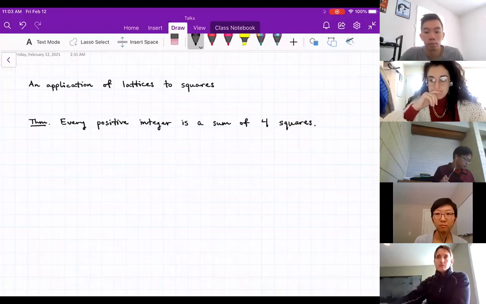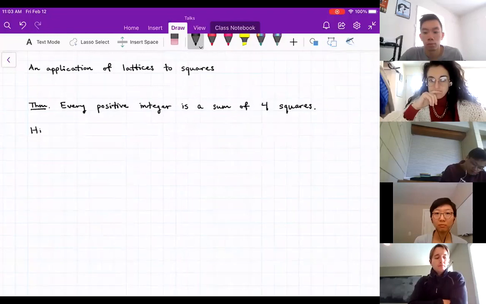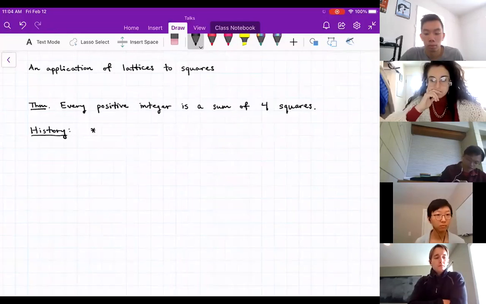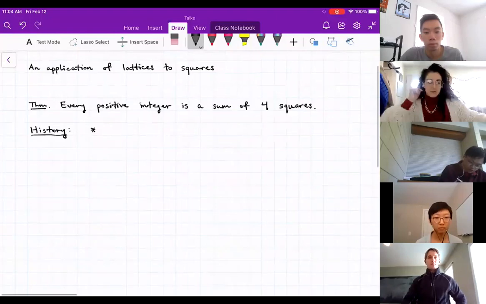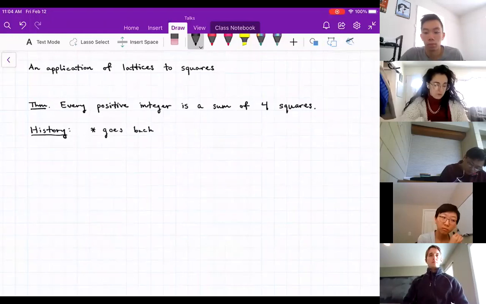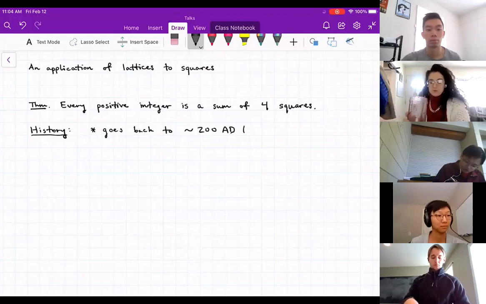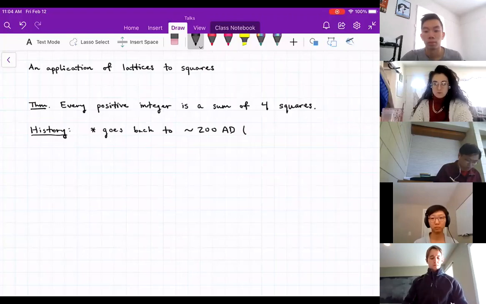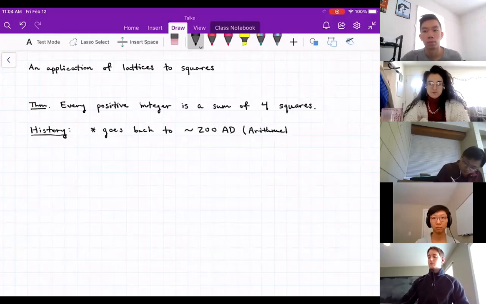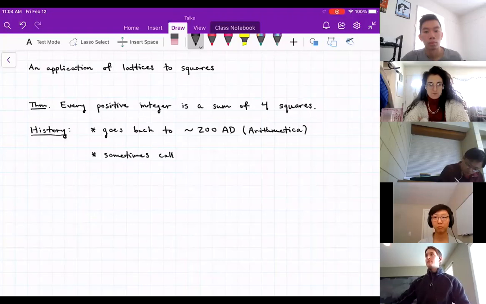Okay, so let's talk a bit about the history behind this problem. So first, it seems like Diophantus was aware of a statement like this. So it goes back to roughly 200 AD. Diophantus did a lot of examples in his book Arithmetica. And then later on, Bachet, the French mathematician, translated Arithmetica from Greek to Latin. So this is sometimes called Bachet's conjecture.